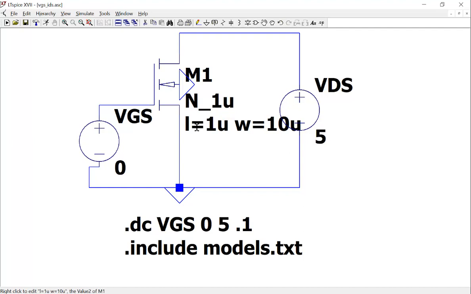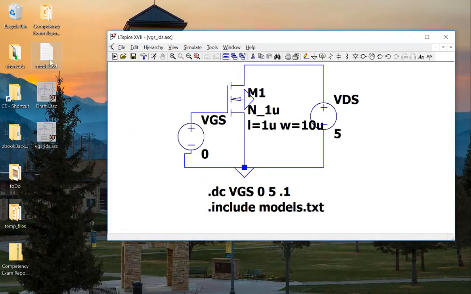M1, N_1U, the length and width of the transistor. We're not trying different dimensions of it. Just use 10 micron for the width and 1 micron for the length. So it's basically just a W and L, lowercase. Okay, so make sure you have your simulation file and the model file in the same directory. So when you directly put .include models.txt, it is able to find it, the simulation file. Okay.